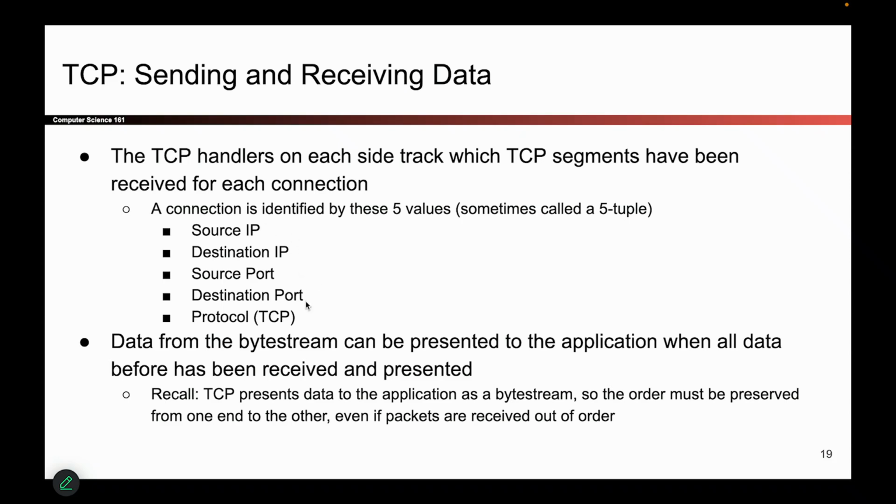And the idea is that if these 5 values are the same, then these 2 packets are part of the same connection. If any of these values are different, then the packets are part of 2 different connections. So for example, if I have 2 connections, but the port number is different, it means that those packets are part of 2 different connections. So that's something you'll sometimes see when people mention 5-tuple.